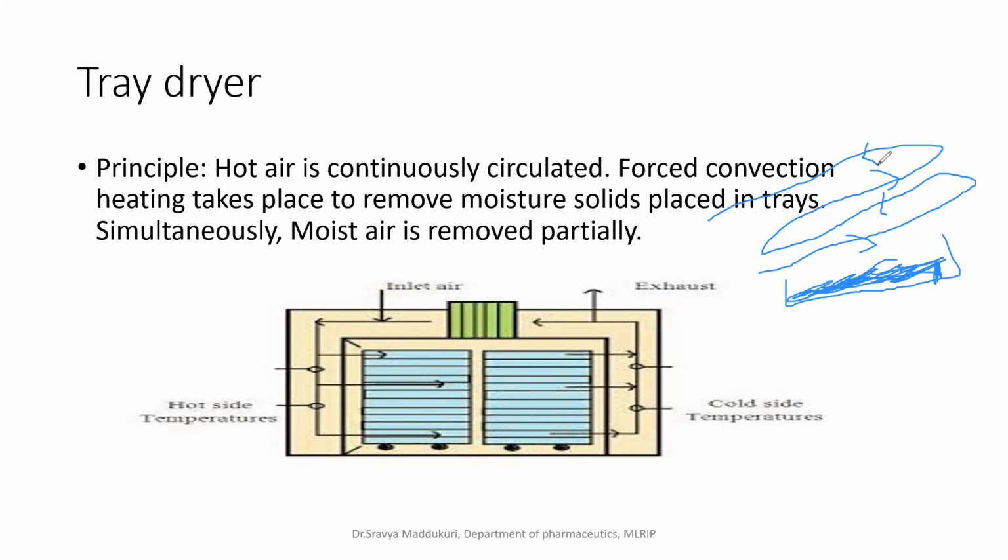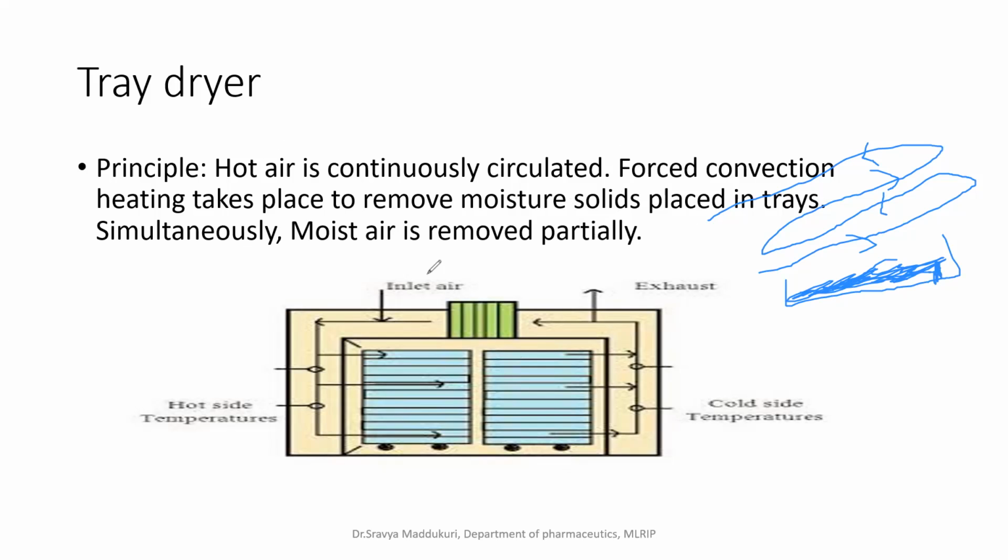So the principle again is forced convection. A fan inside forces the hot air to pass over the trays, which removes the moisture from the solids placed in the trays. Simultaneously, moist air is removed partially. There is an exhaust which will remove the moist air partially.